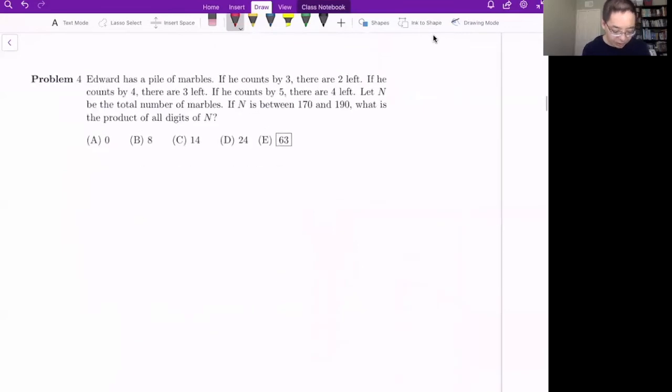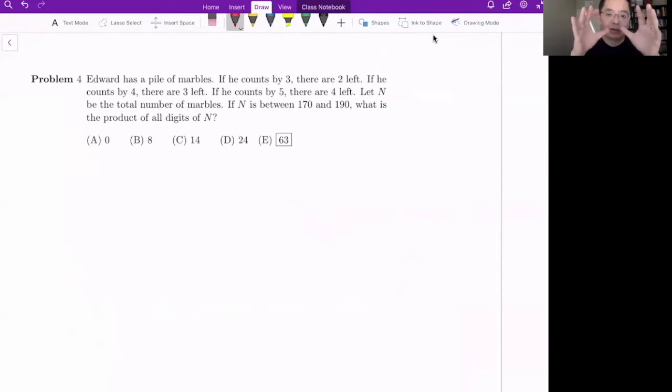All right, so now let's look at problem number 4. Problem number 4 says, Edward has a pile of marbles. If she counts by 3, there are 2 left. If she counts by 4, there are 3 left. If she counts by 5, there are 4 left, right?